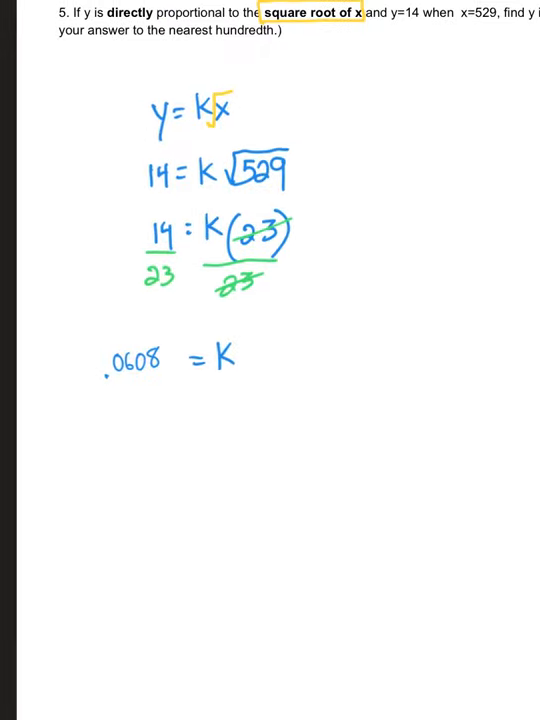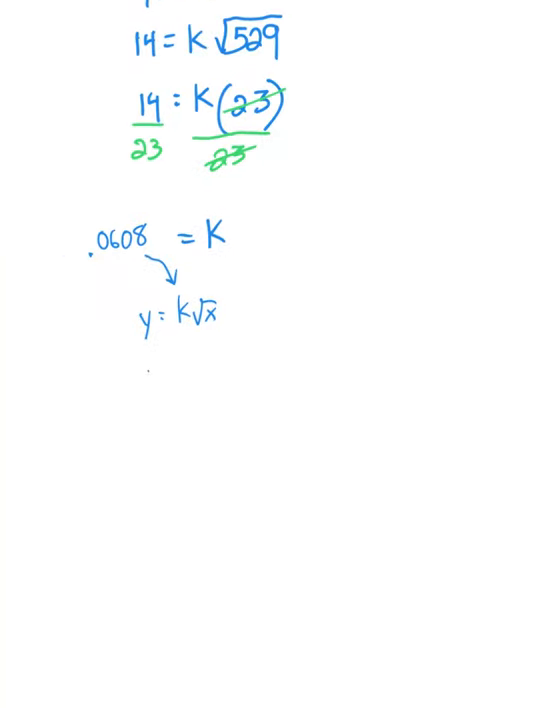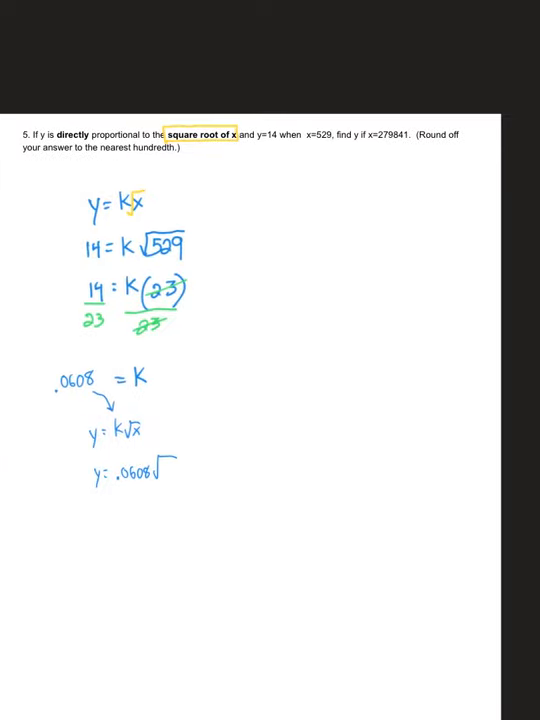So you're going to plug k back into our original equation, which is y equals k times the square root of x. So we've got y equals, k is 0.0608. And we're being asked at the beginning to find y if x is 279,841.